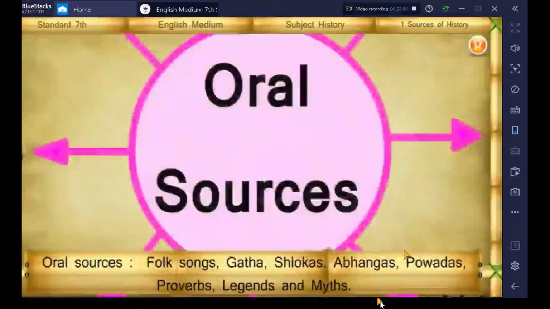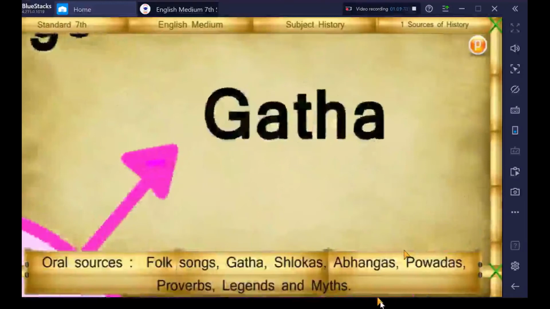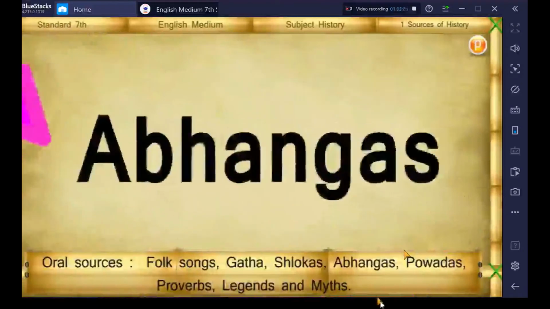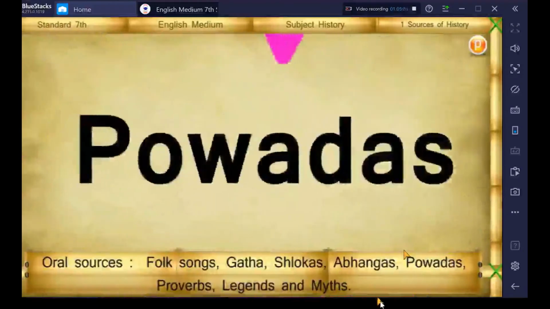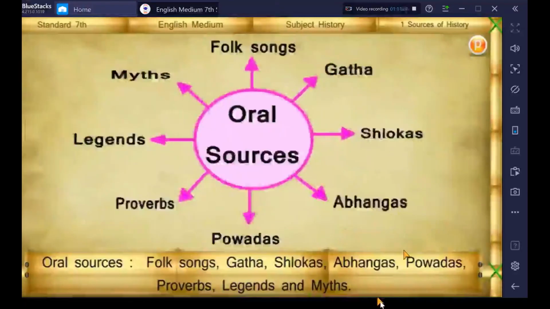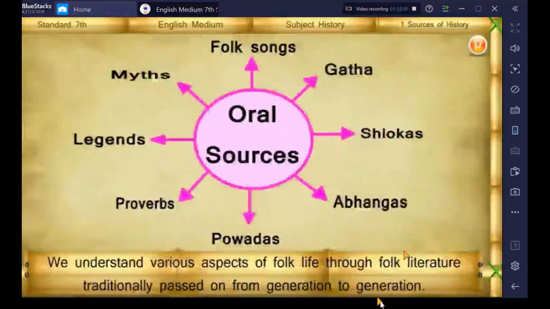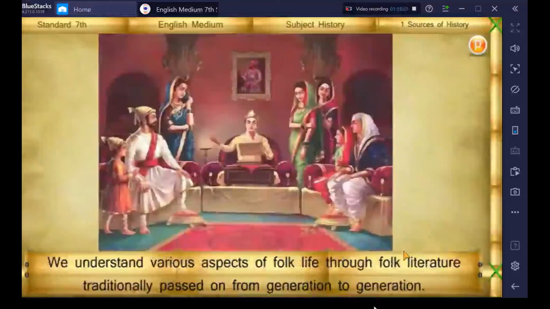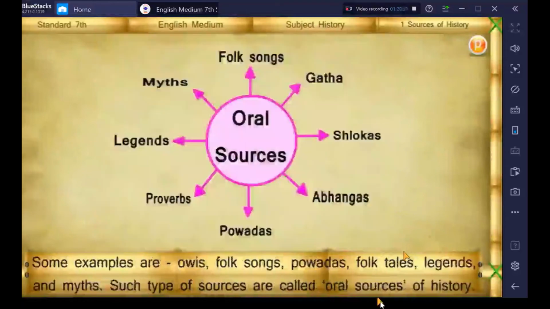Oral sources: folk songs, gatha, shlokas, abhangas, povadas, proverbs, legends, and myths. We understand various aspects of folk life through folk literature, passed on from generation to generation. Some examples are ovis, folk songs, povadas, folk tales, legends, and myths. Such types of sources are called oral sources of history.